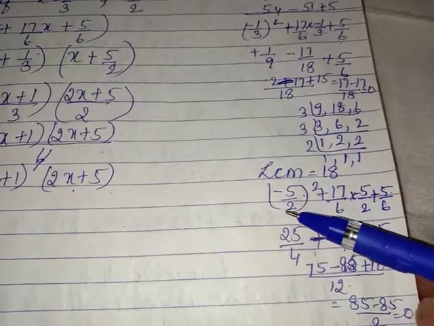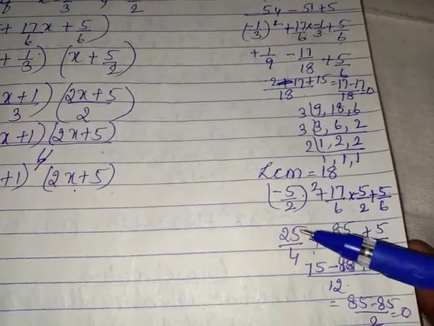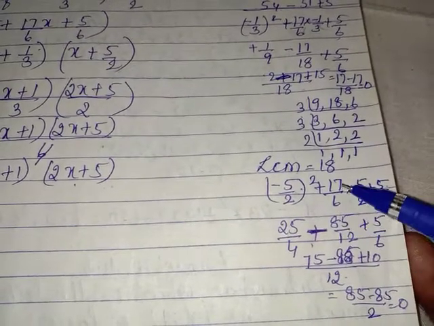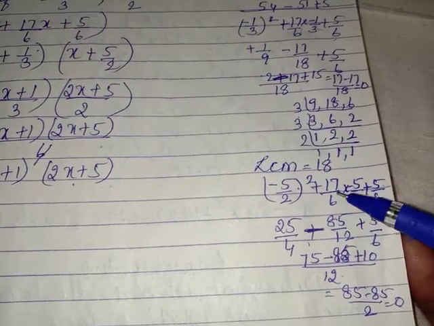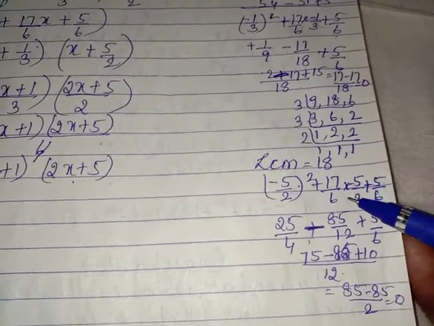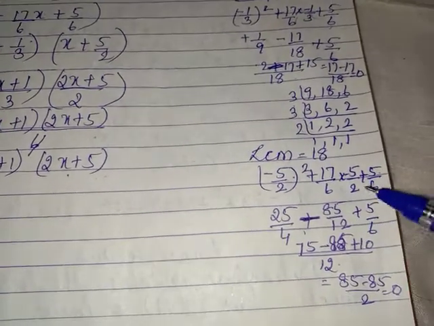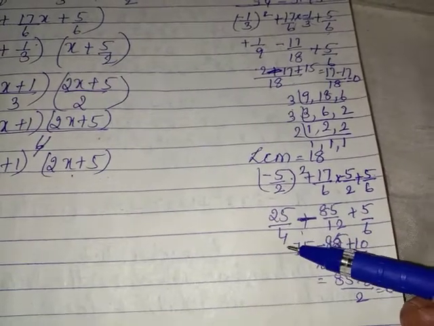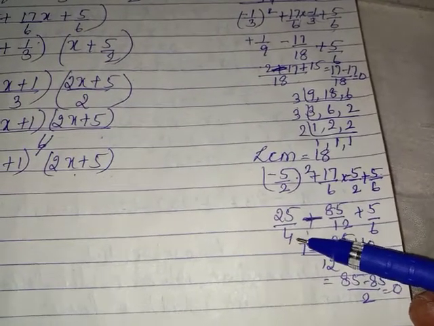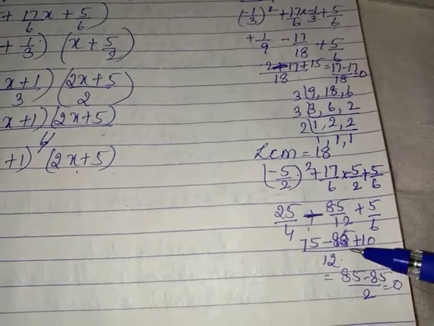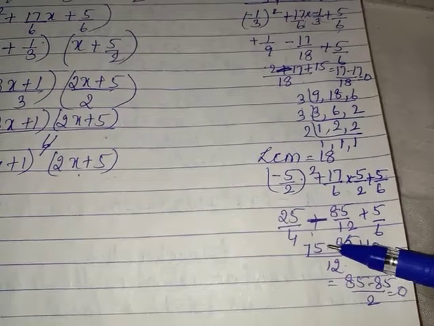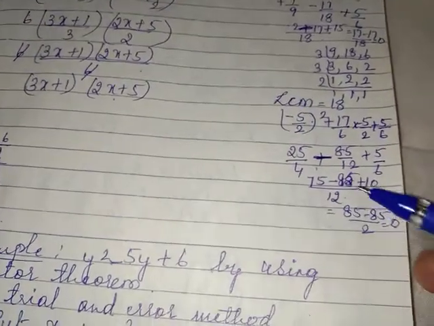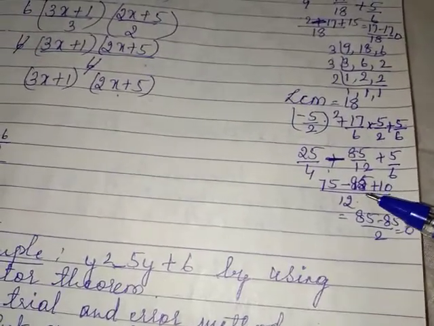Now simplify here: minus into minus plus is 25 by 4, plus 17 by 6, that is plus into minus is minus, 17 by 6 into 5 by 2, that is 17 fives are 85 divided by 6 twos are 12, plus 5 by 6. Now we got the denominators 4, 12 and 6. What is the LCM of 4, 12 and 6? The LCM of 4, 12 and 6 is nothing but 12.